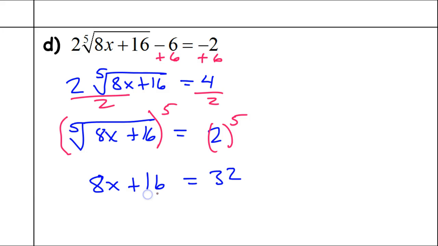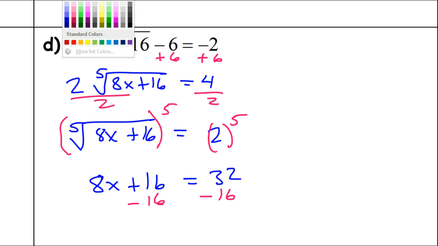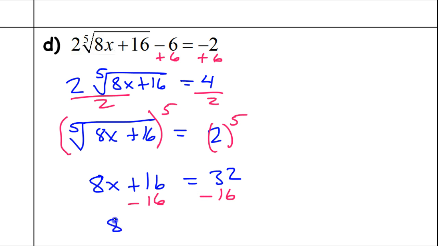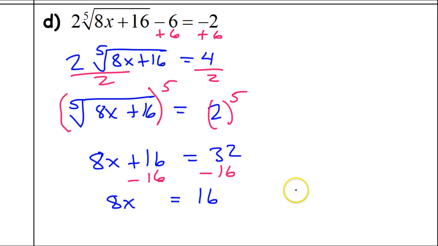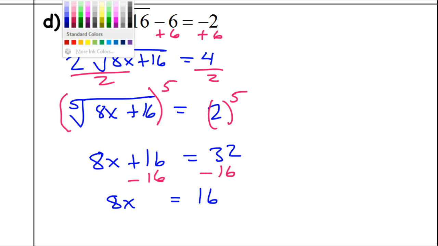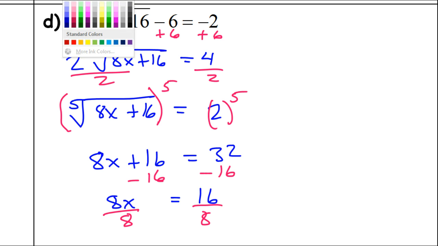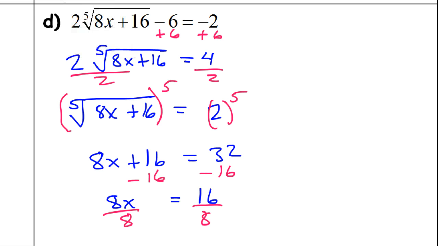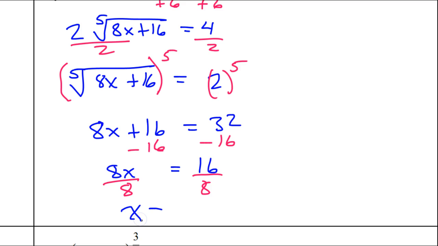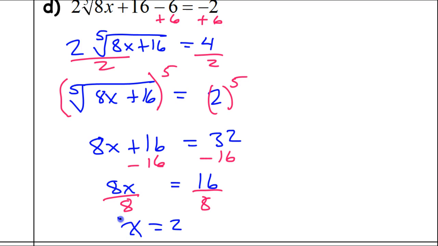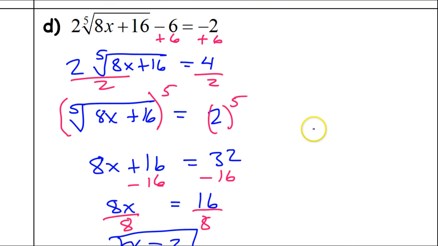Subtract 16 from both sides. That'll give us 8x is equal to 16. Divide both sides by 8. So you get x equals 2. Alright, you should check this and make sure that it works.